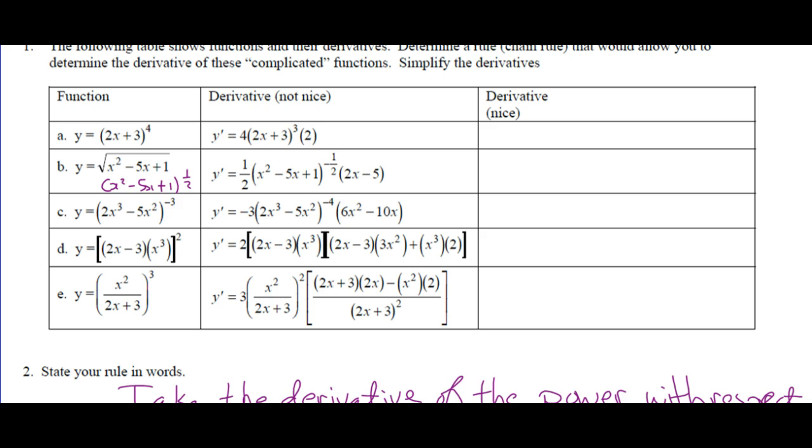So this one is pretty easy to simplify, right? What are we just going to write? Yeah, so we're just going to take 4 times 2, get the 8 times 2x plus 3 quantity cubed. How about the next one? What are we going to do?